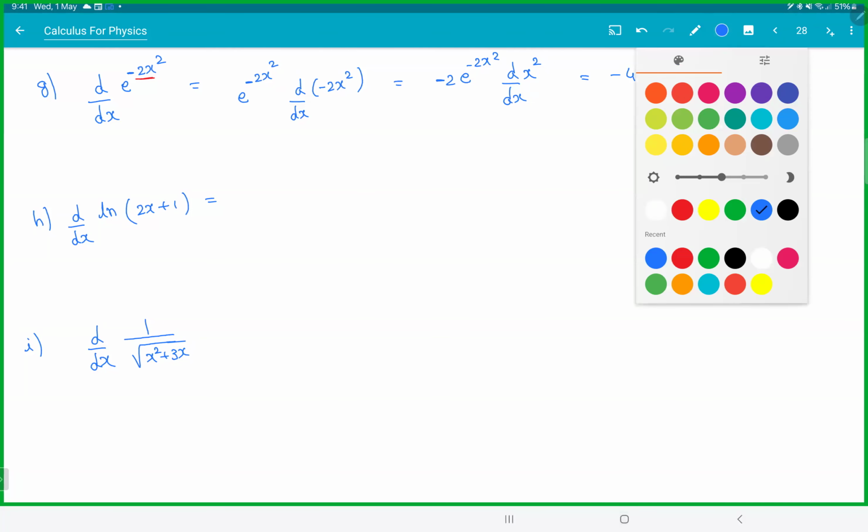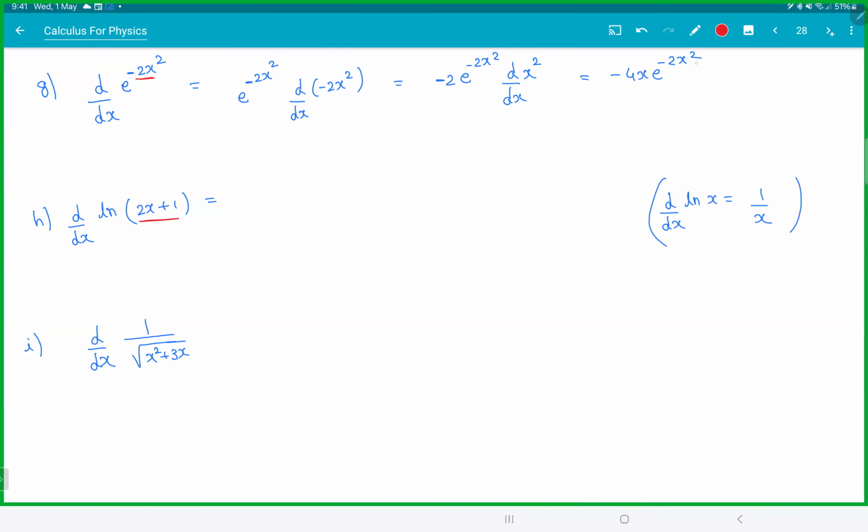So this is looking like what? ln of something. So ln of something is 1 by something, then differentiate whatever is that function. So just always think like that. This is looking like ln x, but in place of x you have 2x plus 1. So 1 by 2x plus 1, times the differential of 2x plus 1, which is dx by dx plus d1 by dx. The differential of 1 is 0. That is 2 by 2x plus 1.